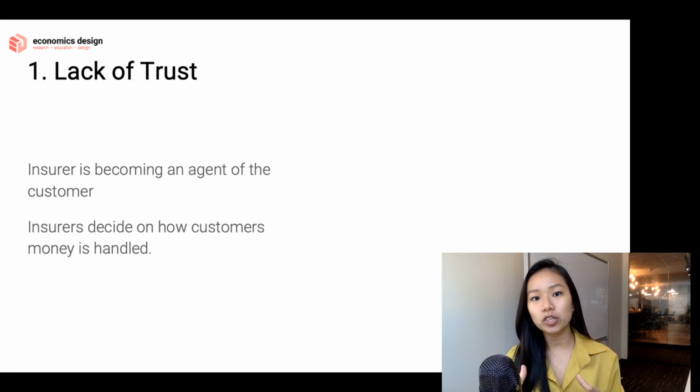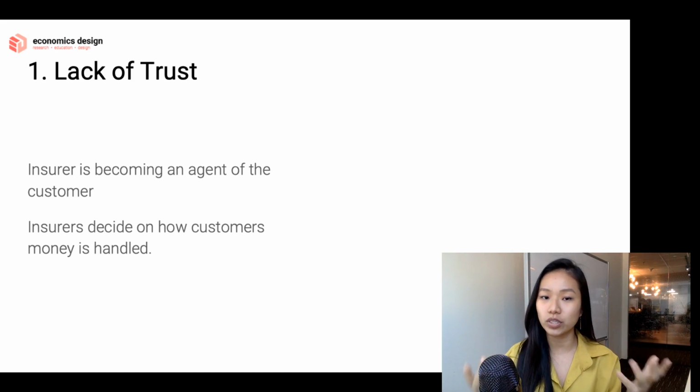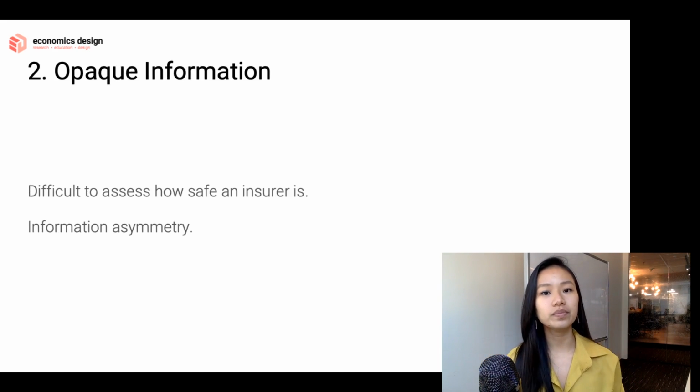We could use blockchain to solve it, but just adding blockchain as a technology over there does not work like that. Okay, there are a lot of other things to consider, which we'll dive into later. The second thing is opaque information.